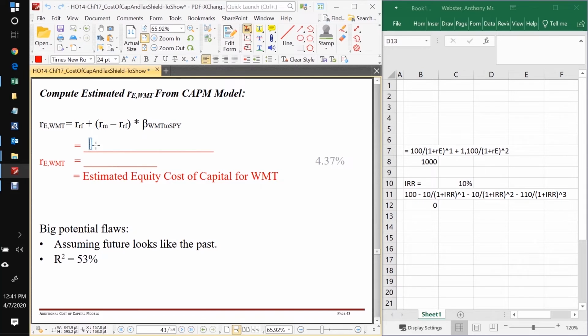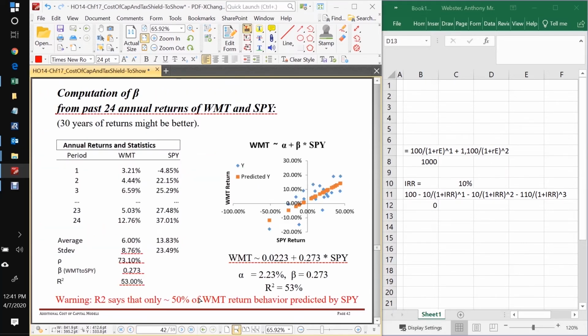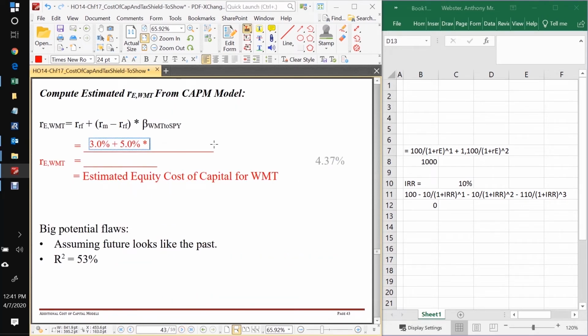Okay, so we have our risk-free rate was 3.0%, plus I took that 5.0%, which is probably dodgy, but nonetheless, that's what I chose. And our beta, I don't remember, it was 0.2 something, 0.273. Okay, so times 0.273. And if you work that out, you should confirm this, you get 4.37%. Okay, so what is that? That's the estimated equity cost of capital for Walmart, and it's what we want to use for discounting.